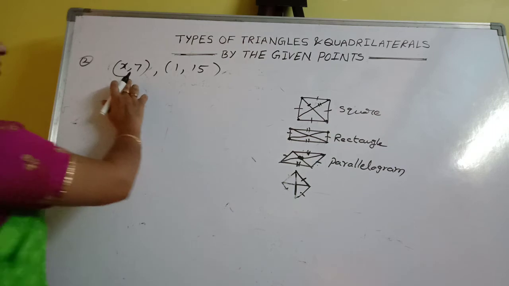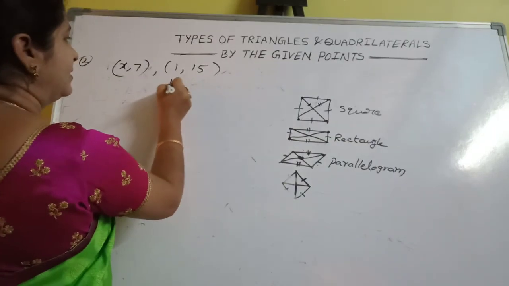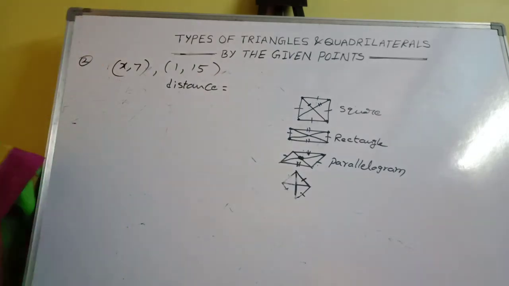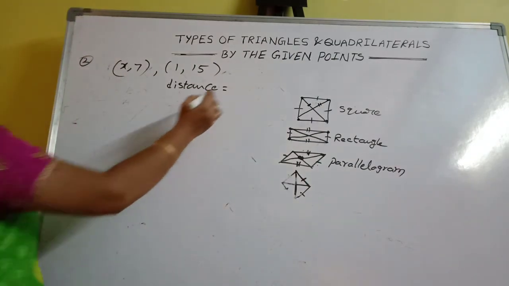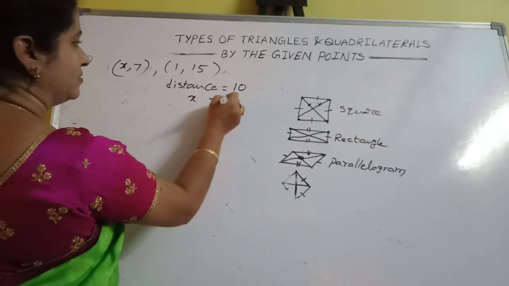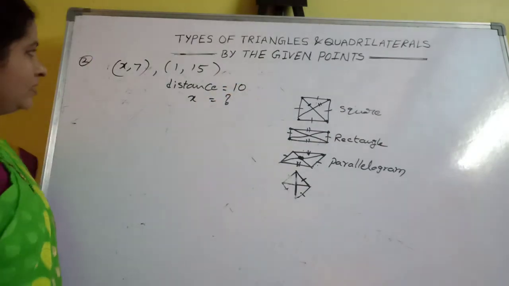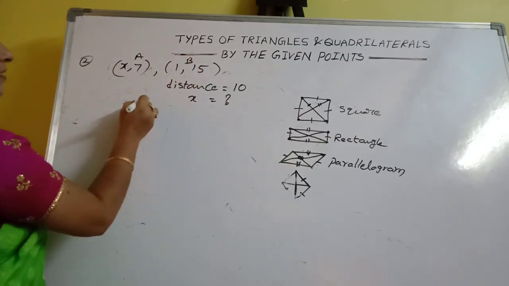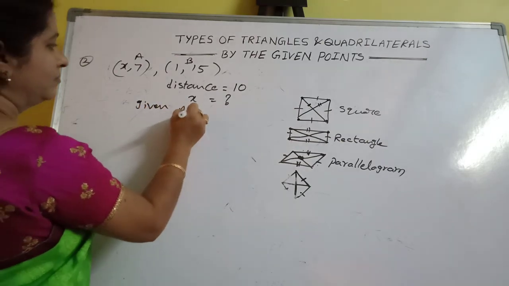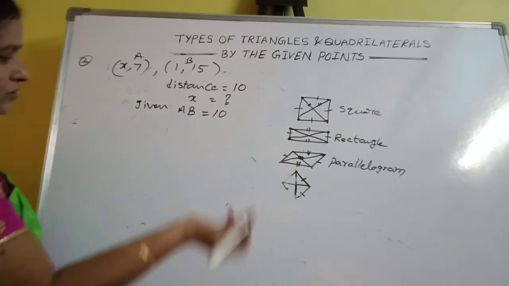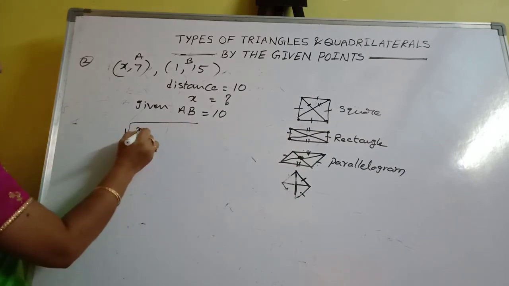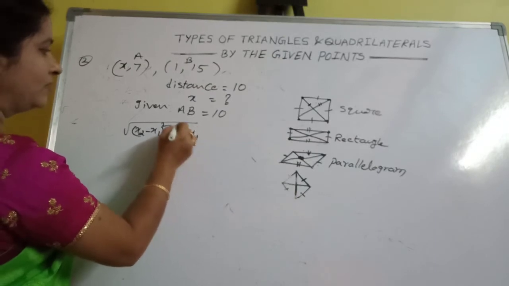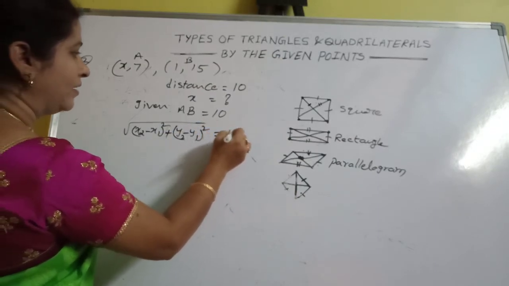If the distance between these 2 points is given as 10, find the value of x. It is also one of the models. So what is the distance of these 2 points? Let them be A and B, given AB equal to 10. So what is the formula? The square root of (x2 minus x1) whole square plus (y2 minus y1) whole square equals 10.